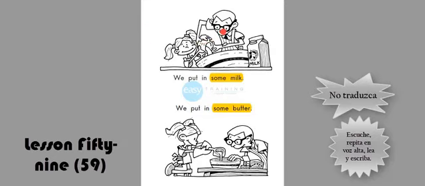On the next page are the girl and her dad, and they are putting in some milk. They are putting some milk in the bowl. And she says, we put in some milk. Pudo haber dicho, we are making cookies.